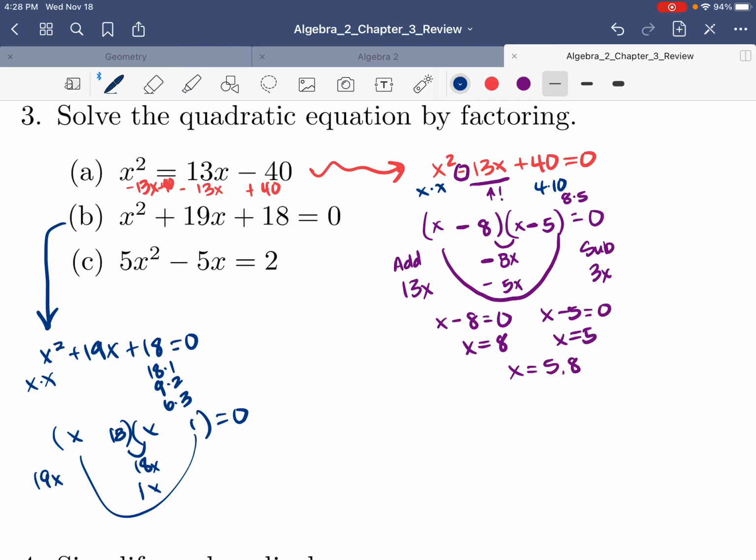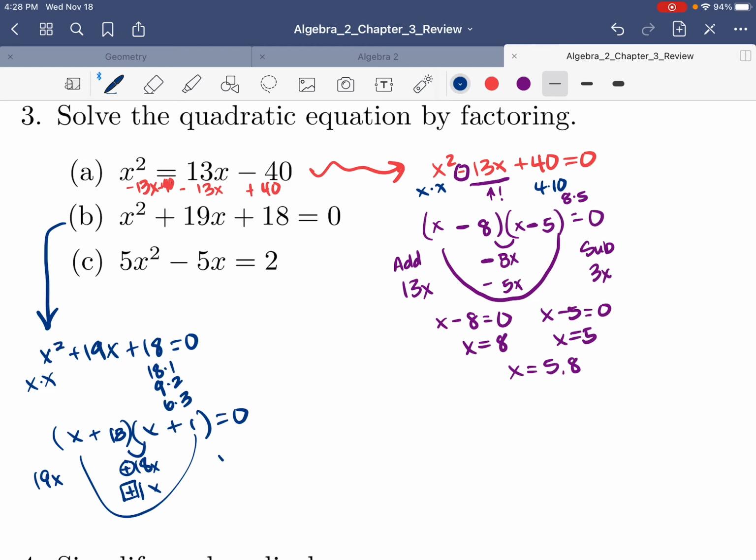Notice the middle is positive, so you know the bigger number is positive. Notice the back is positive. The back just tells you whether or not they're the same sign or different. So they're going to be the same because the back is positive. The top sign goes to the front. The bottom sign goes to the back.